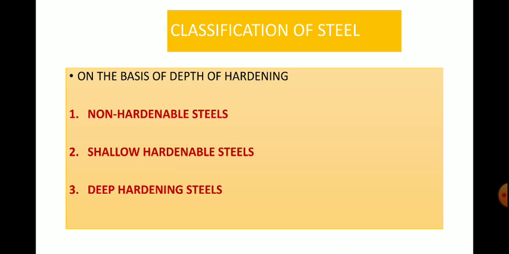Next, based on depth of hardening. All steels don't have the same type of hardness. Usually low carbon steels are non-hardenable, so they come under the category of non-hardenable steels. Medium carbon steels are shallow hardenable. We have shallow hardenable steels and deep hardening, that is high carbon steels, which come under the category of deep hardening, that is maximum hardness.